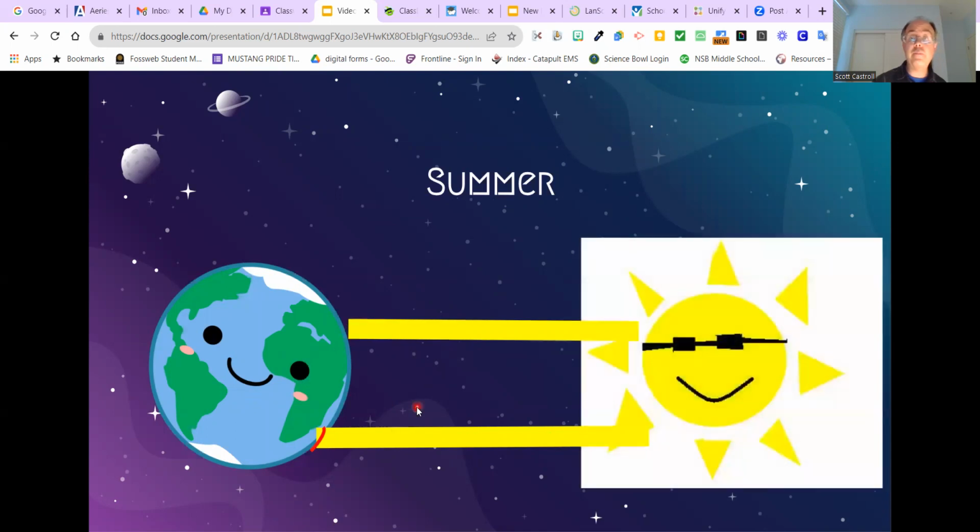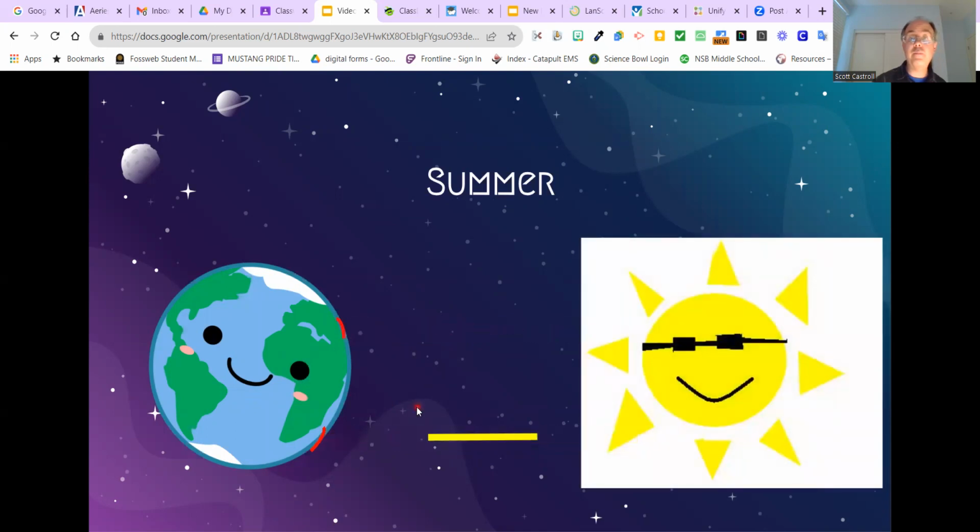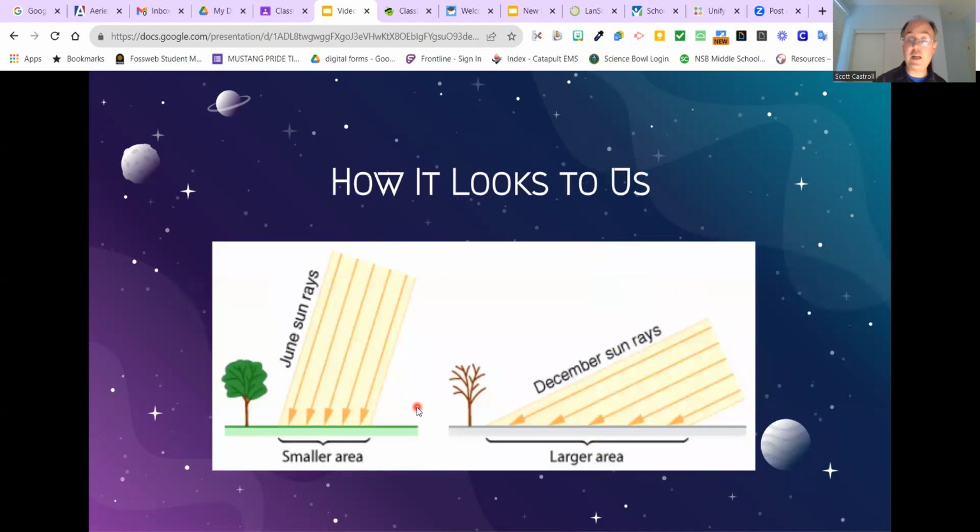Winter is just the opposite. It's tilted the other way, so now the sunlight covers a greater area in the northern hemisphere. Now, the way it looks to us, it looks like the sun is higher in the sky. So this is where it looks like the sun's rays are covering a greater area in the winter. It's colder because the light is coming at a much more indirect angle than when it's coming at us in the summer. And that's basically why we have seasons.